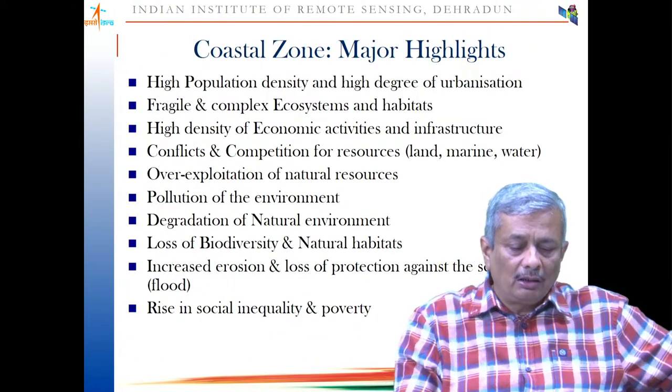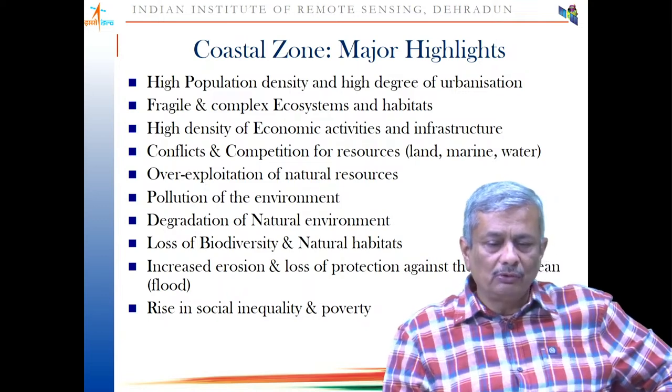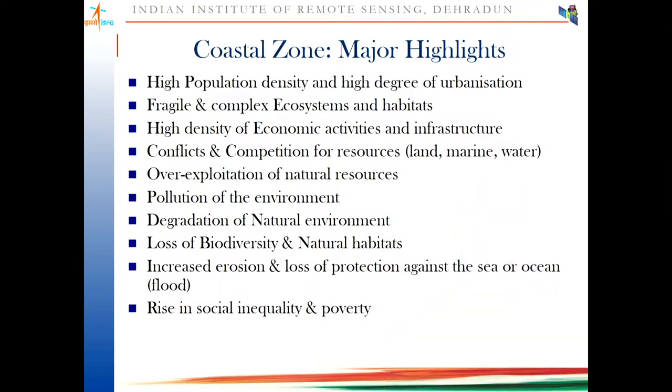If you try to summarize the coastal zone, these are the major highlights. There is high population density and a high degree of urbanization in the coastal area. It's a fragile and complex ecosystem, as I told you. A lot of important habitats are there in the coast. There is a high density of economic activities, as in the schematic diagram you might have seen by now, and infrastructure activities are coming up in the coast.